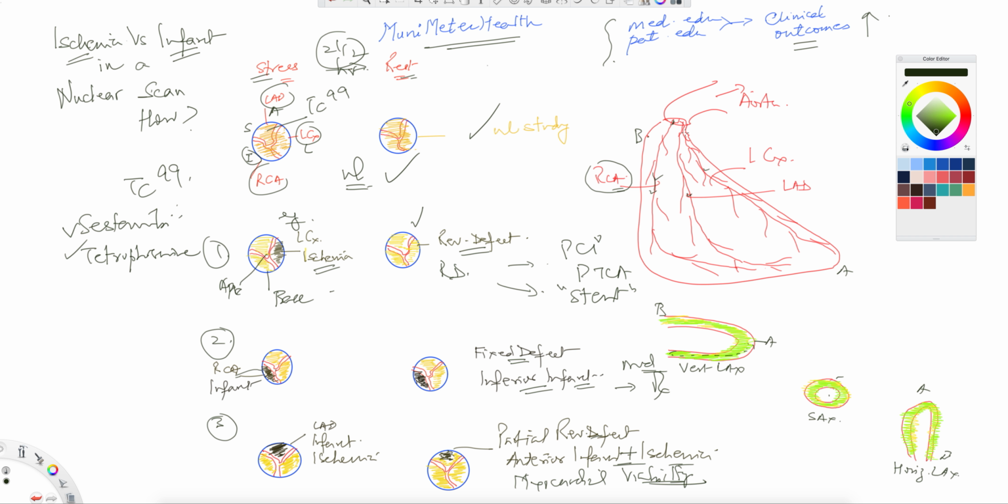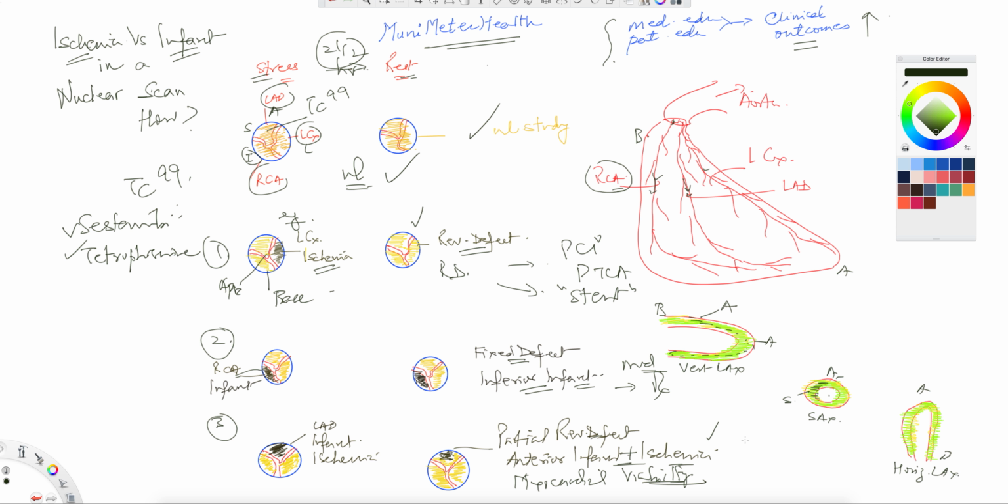Where is the LAD? LAD is here. This is the one that is traversing the anterior part of the heart. So the LAD normally supplies the anterior part, which is your anterior part here, and goes all the way to the septum. So it goes to the septum here and anterior here in these two views. So there will be a darkening here, and of course a partial defect that will appear here. So in other words, partial reversible defects imply infarct and ischemia.